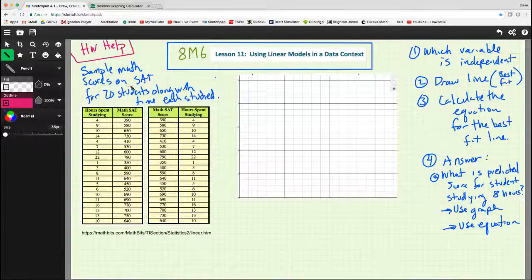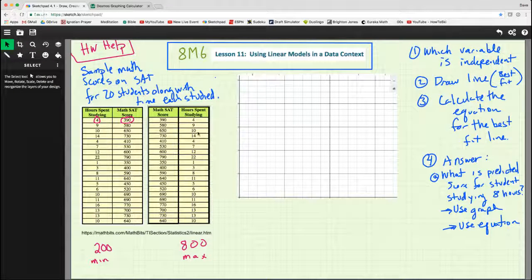So, sample math scores on an SAT for 20 students along with the time that they studied. Here's a student, for example, that studied 4 hours, and that student scored a 390. Now, if you know anything about the SAT, the minimum score is a 200, and the maximum score is an 800. It's kind of a weird scoring system, but 200 is the min, and 800 is the max. So the question is, which is the dependent and which is the independent variable?